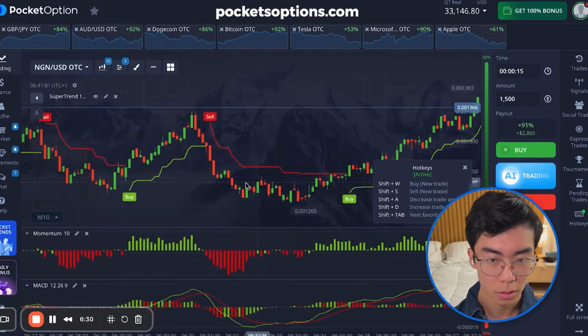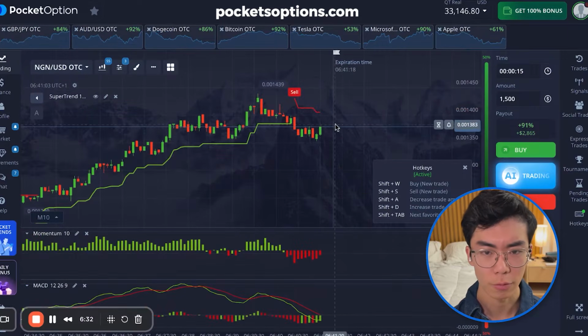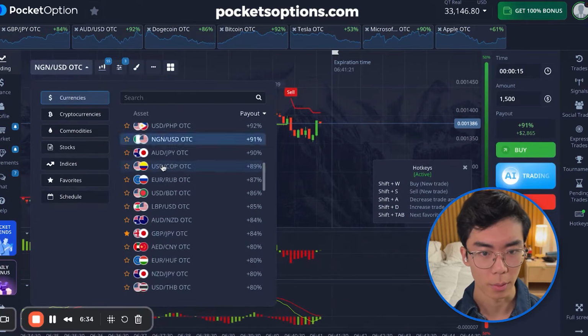Recent sell motion here, but it's trending upwards a little bit too much for my taste. So I would not go with that one. It's a little bit too risky for me.